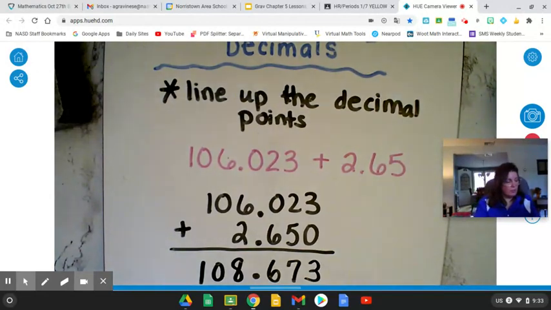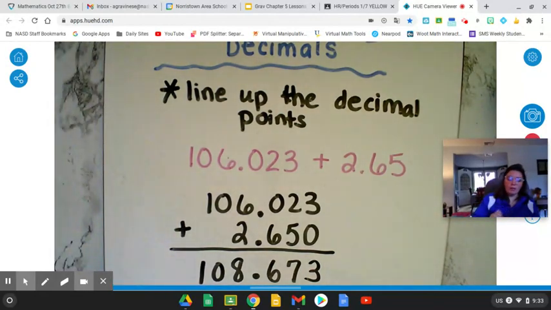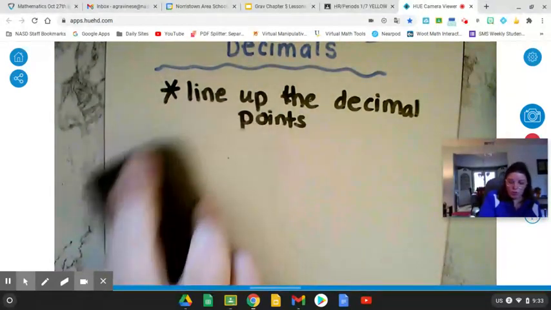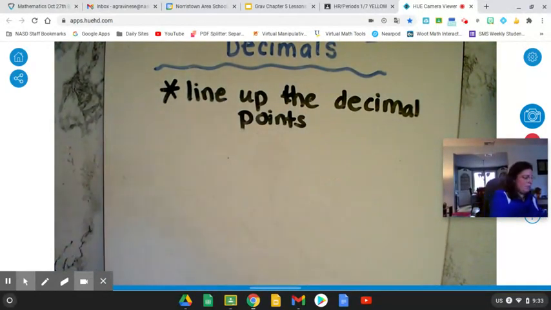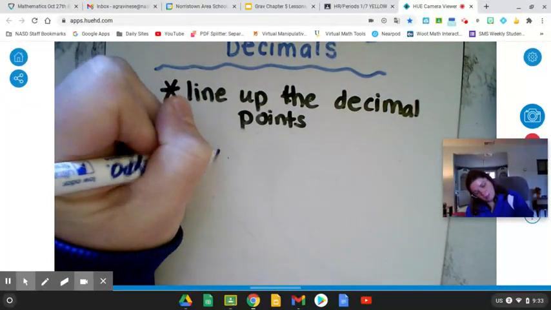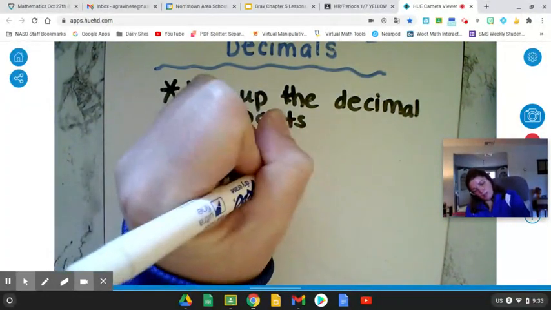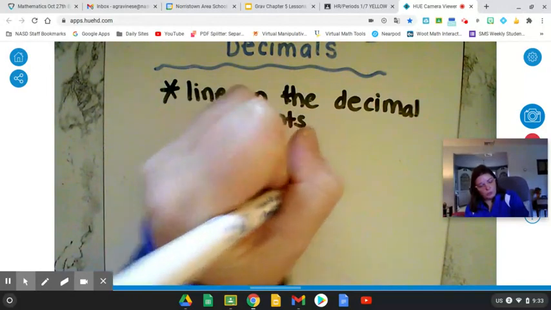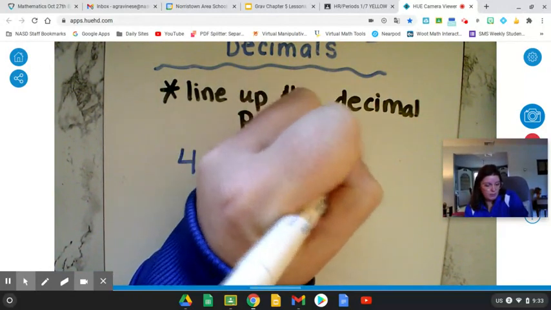And I get the same sum, 108 and 673 thousandths. All right, let's do some subtraction. Subtraction follows the exact same rule for addition. So we are still lining up our decimal points and then subtracting. For our first problem, let's take 4 and 6 tenths minus 2 and 83 hundredths.